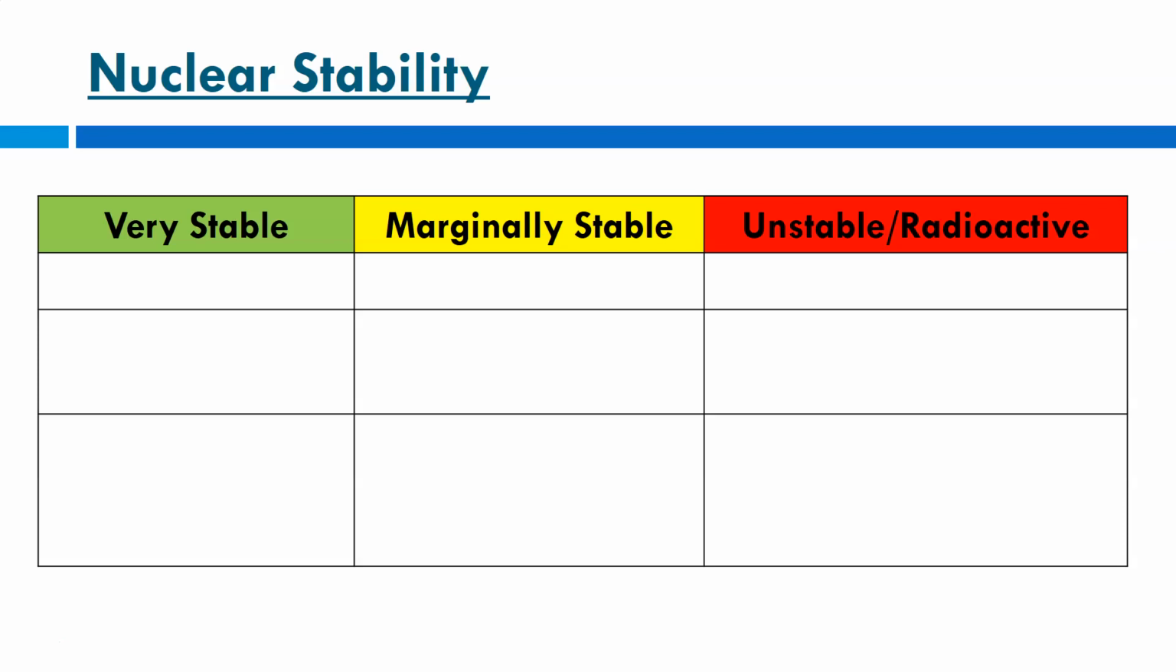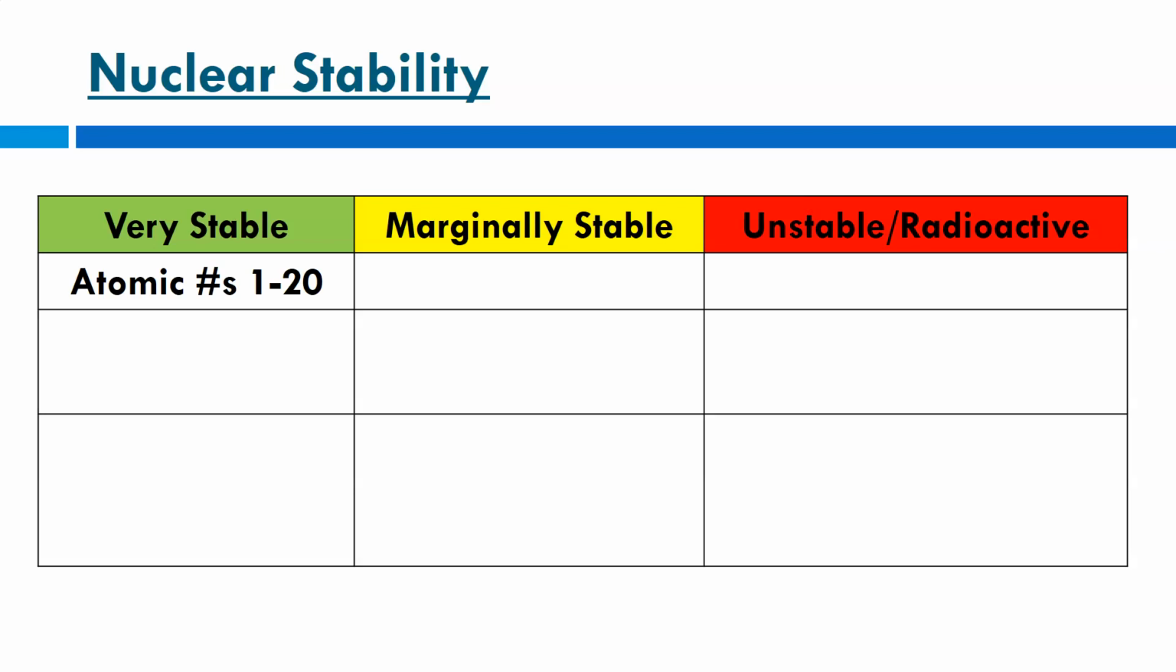So we're going to talk about the stability of different types of particles here. When we're looking at our elements, some of our elements are very stable. Some are what we call marginally stable, and some are unstable or radioactive. And it's going to have to do with the ratio of protons to neutrons. There are better ratios and worse ratios.